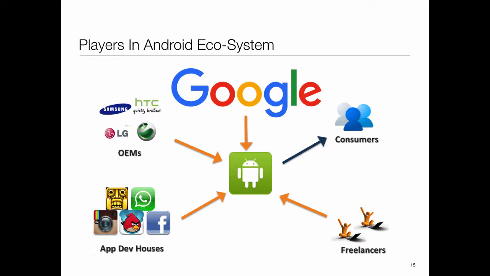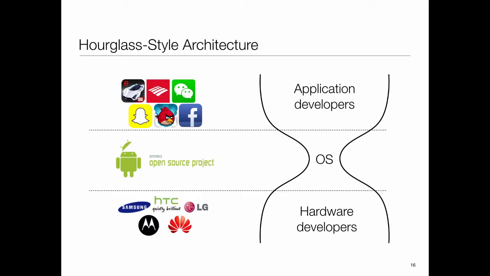So there are a lot of influential players in the Android ecosystem. And the layer in between that connects application developers to device or hardware manufacturers is the Android operating system itself, because this is the middle layer that connects application developers to the hardware platform they run on. So as long as you develop an application that runs on Android, it will run maybe on a Samsung or LG or HTC device, as long as it runs Android.